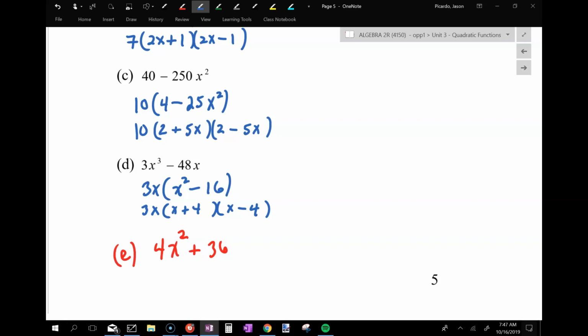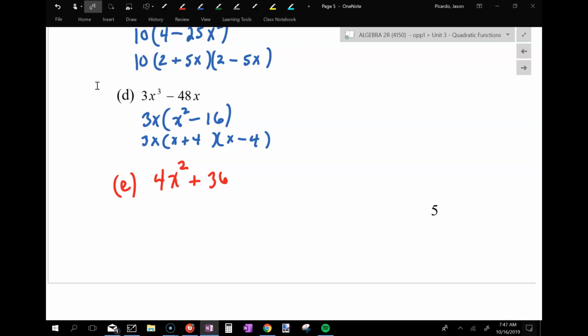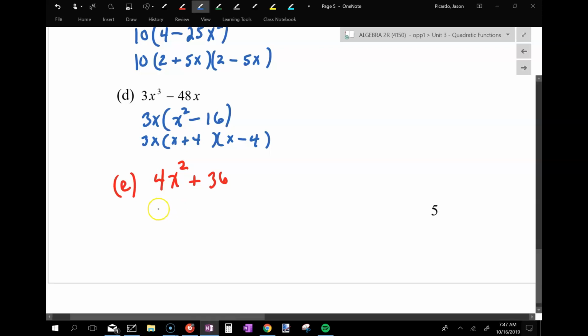All right, and I asked you guys to add part E, right? So here's what we got in part E. Is 4 GCF? Is x squared? So just the 4, right? And then what's left? An x squared plus 9, right?